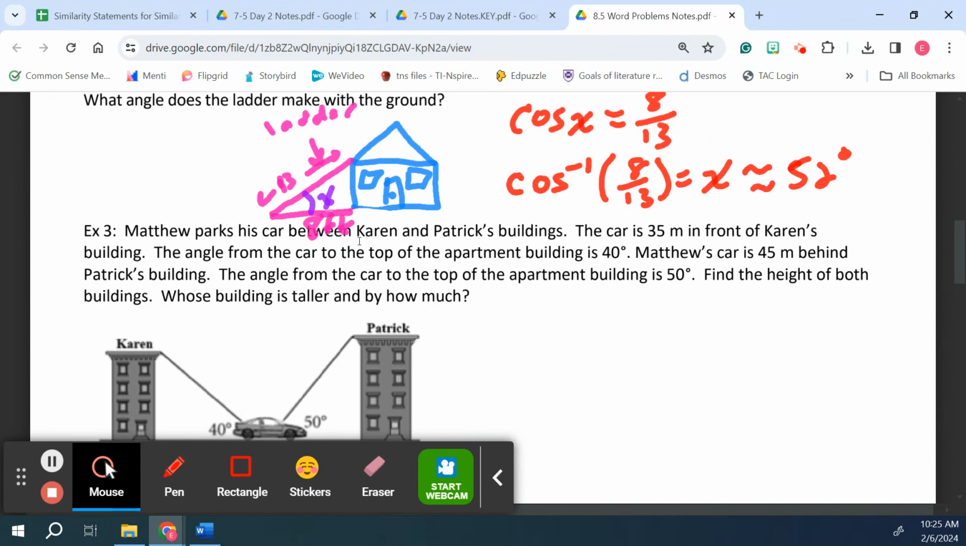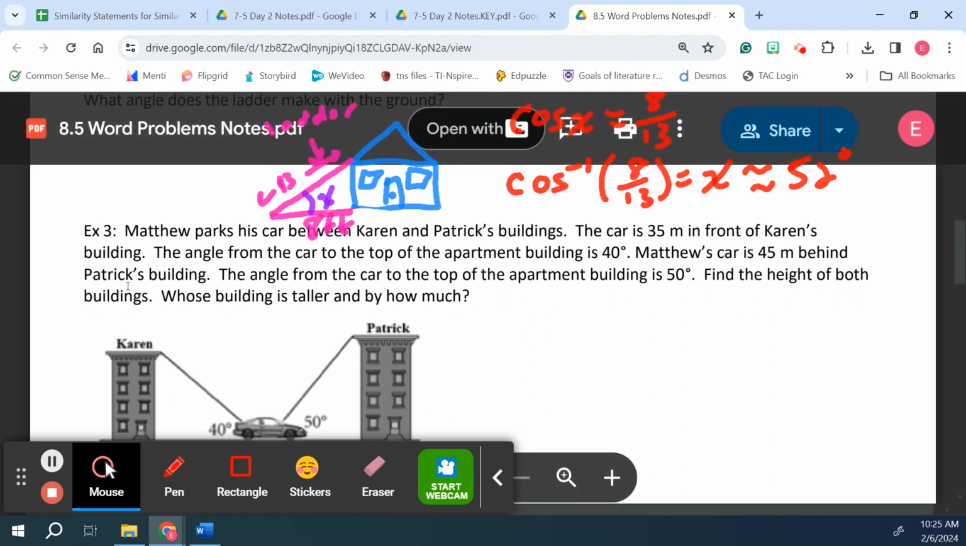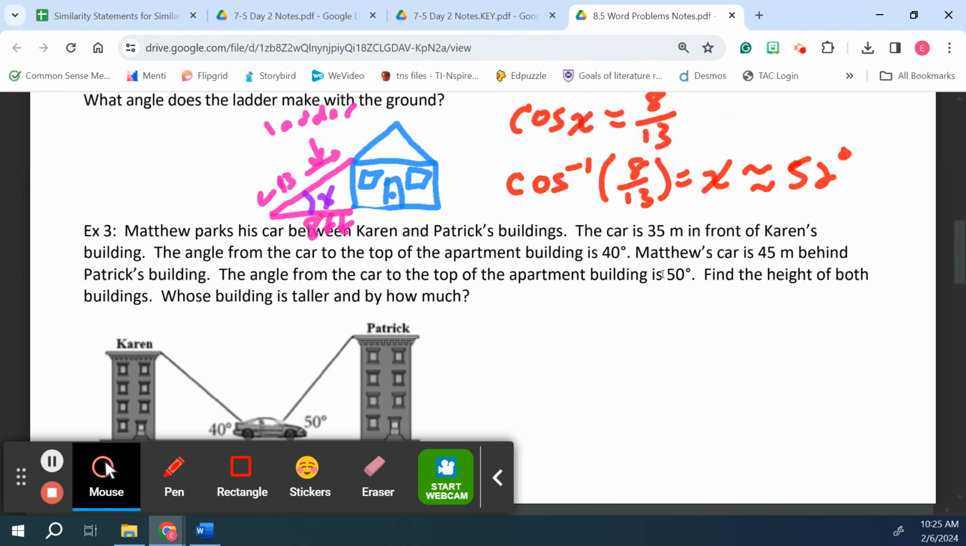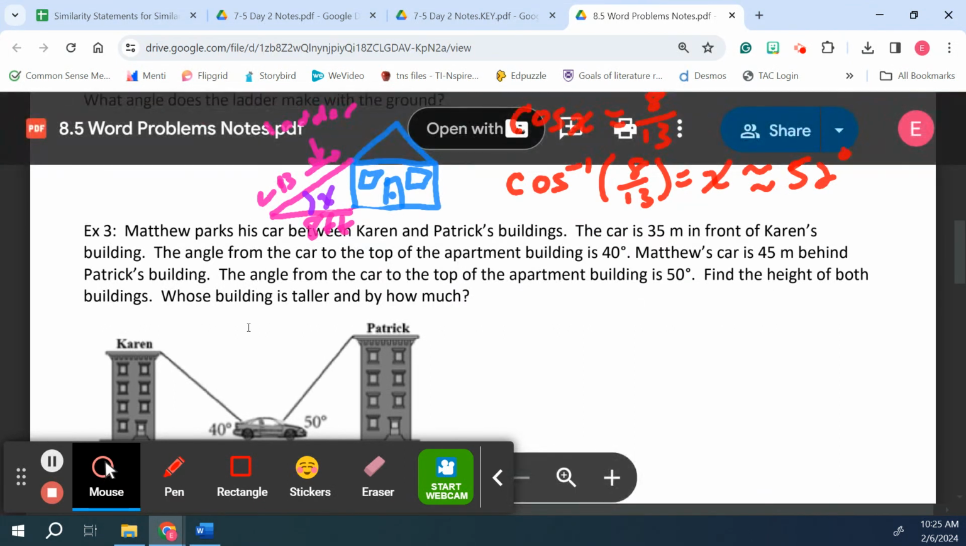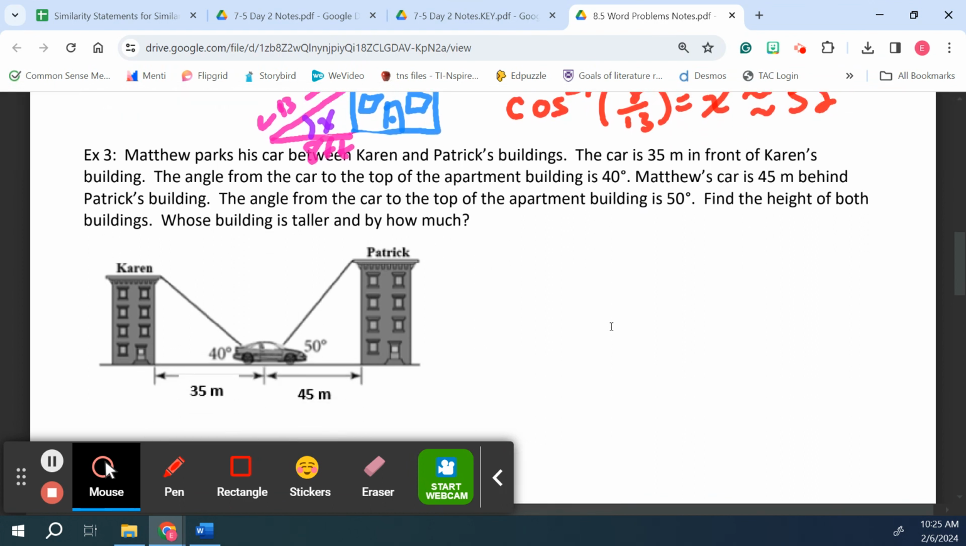Matthew parks his car between Karen and Patrick's buildings. The car is 35 meters in front of Karen's building. The angle from the car to the top of the apartment building is 40 degrees. Matthew's car is 45 meters behind Patrick's building. The angle from the car to the top of the apartment building is 50 degrees. Find the height of both buildings, whose building is taller, and by how much.